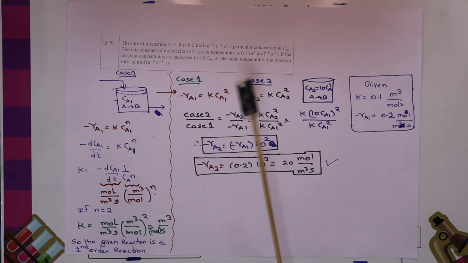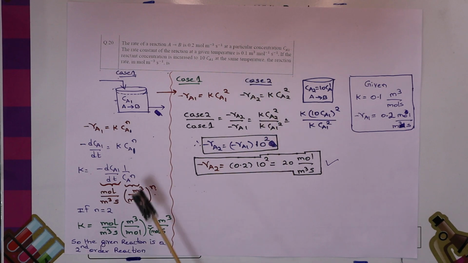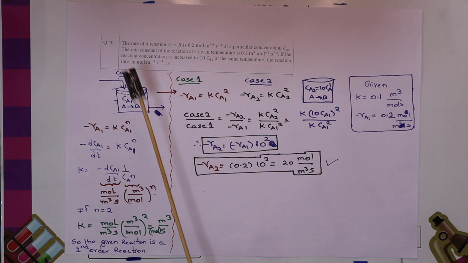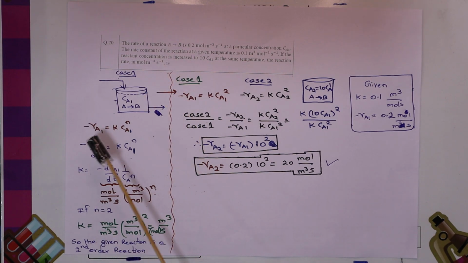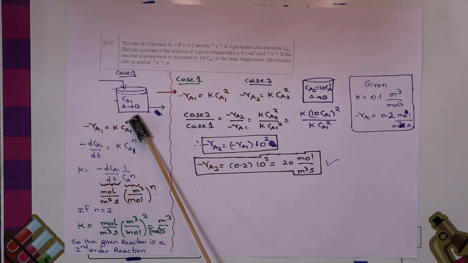So the value is 0.1 meter cube per mole per second. Okay, both the units are matching. If you take the order of the reaction as 2, the given reaction A gives rise to B is nothing but a second order reaction. So in this rate of reaction, minus RA1 is equal to K into Ca1 power N, you have to take N equal to 2 here.